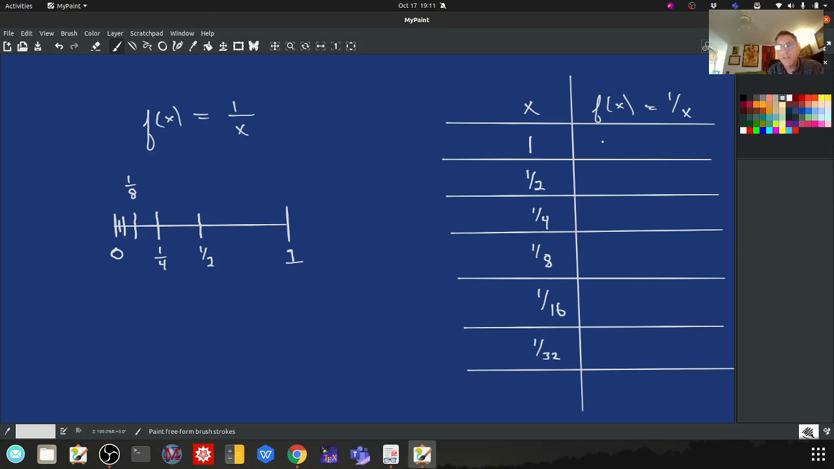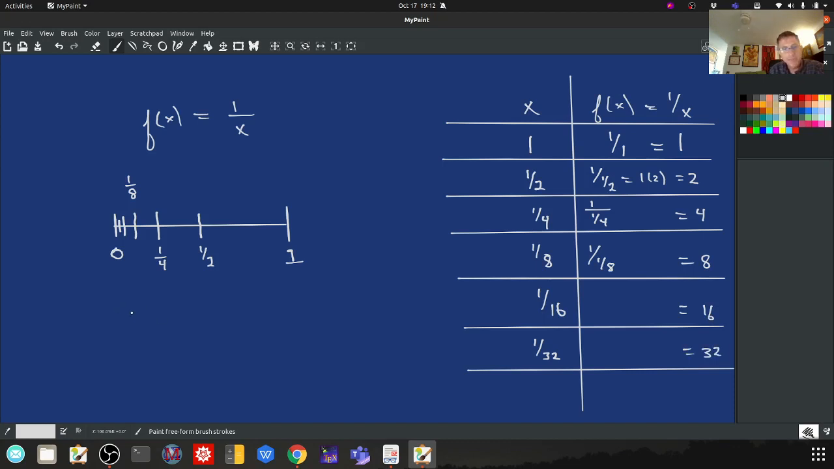So what is 1 divided by 1? Well, that's equal to 1. What is 1 divided by 1 half? Well, we invert and multiply. That's the same as 1 times 2, so that's 2. What is 1 divided by 1 fourth? Well, we invert and multiply, and that's equal to 4. What is 1 divided by 1 eighth? Well, you guessed it, that's 8. This is 16. And this is 32.